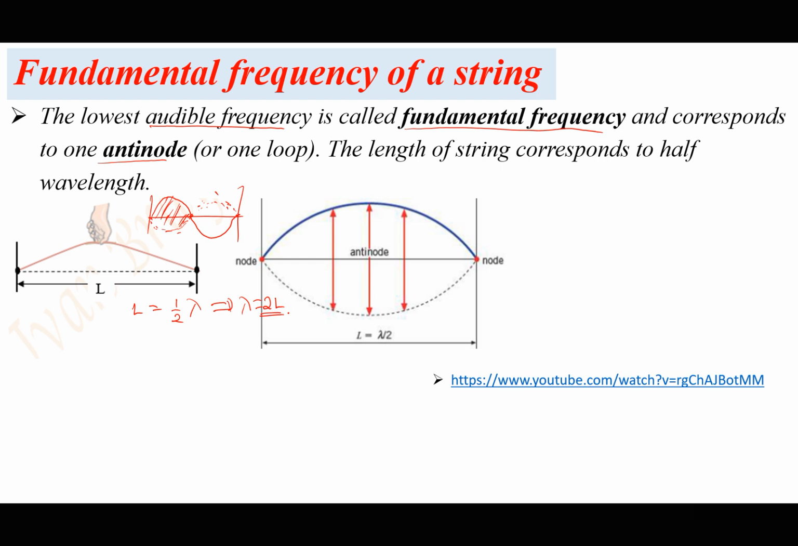But of course, if we use the general wave equation, which states that V equals lambda times F, and I make F the subject, F is going to be the speed of the wave divided by the wavelength. So F is going to be V divided by 2L. This is going to be the frequency of the wave on the string in its fundamental mode, which we shall always label as F naught.